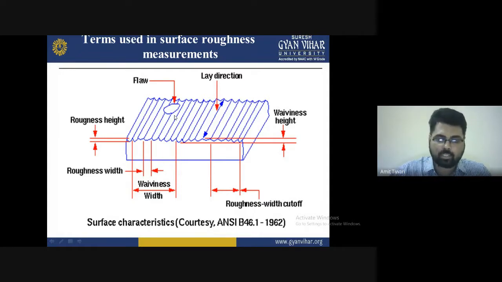So this reference will be indicated by different terms, and these are all surface characteristics, the terms used for surface roughness measurement. These surface roughness measurements are known as individual effects that reduce the quality of the workpiece, so we need to maintain each and every characteristic of the surface roughness.